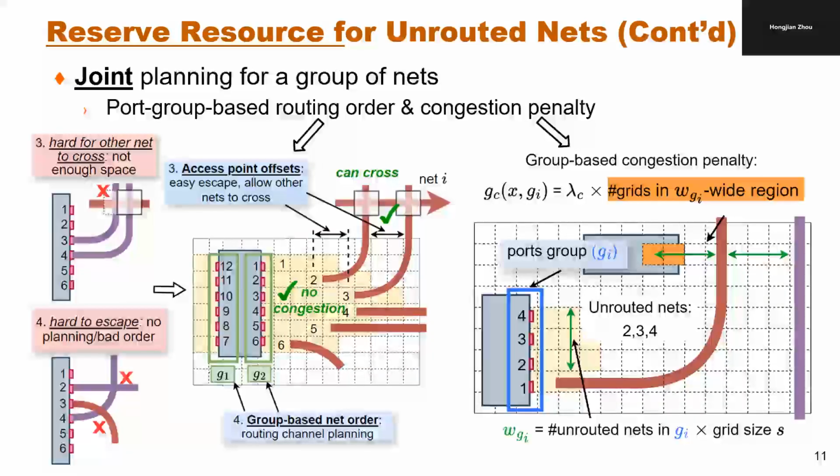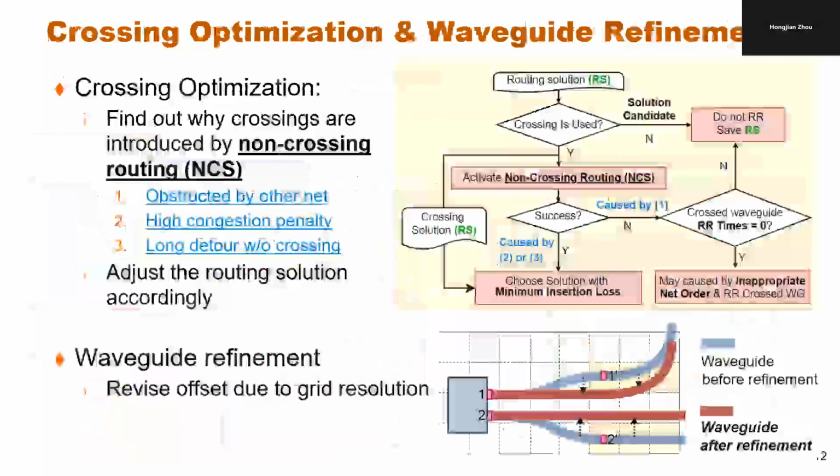Then we propose a group-based net routing order. Observing that ports with the same orientation in one cell usually have similar routing topology, these ports are grouped together, and only the ports in one group are routed. The framework will then proceed to the other port groups. Within the group, the nets are routed in clockwise order. Besides, we add a group-based congestion penalty to reserve routing resources for unrouted nets.